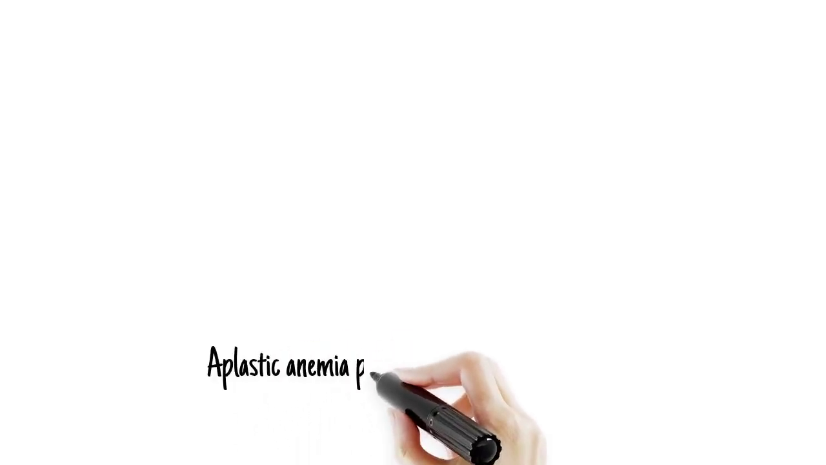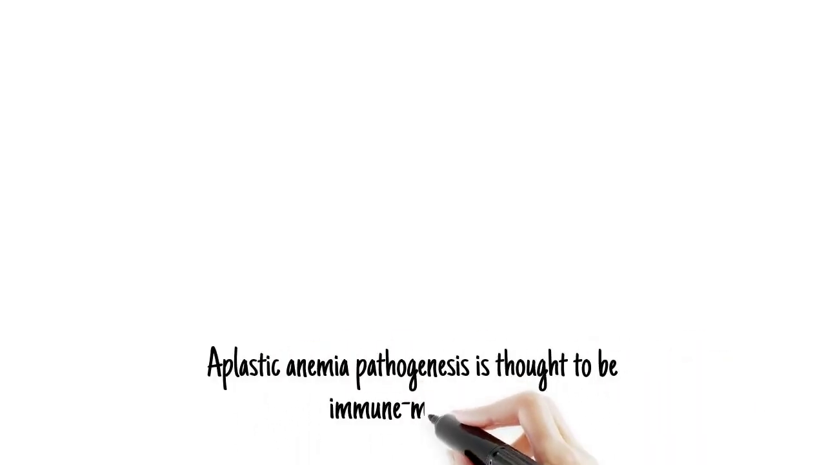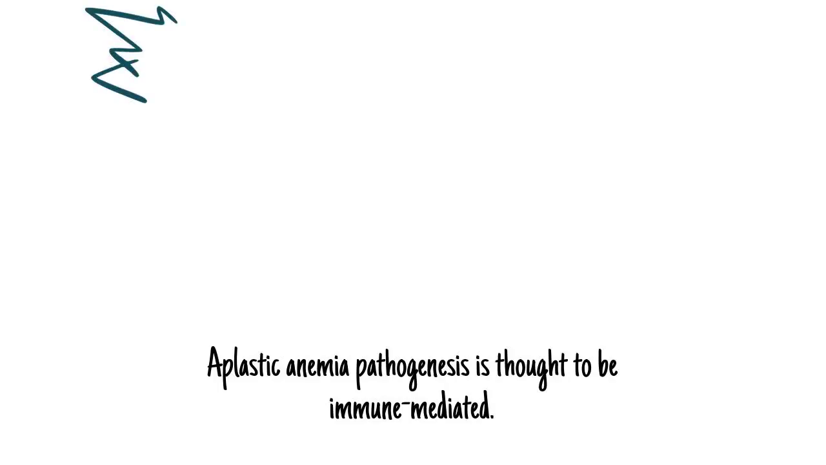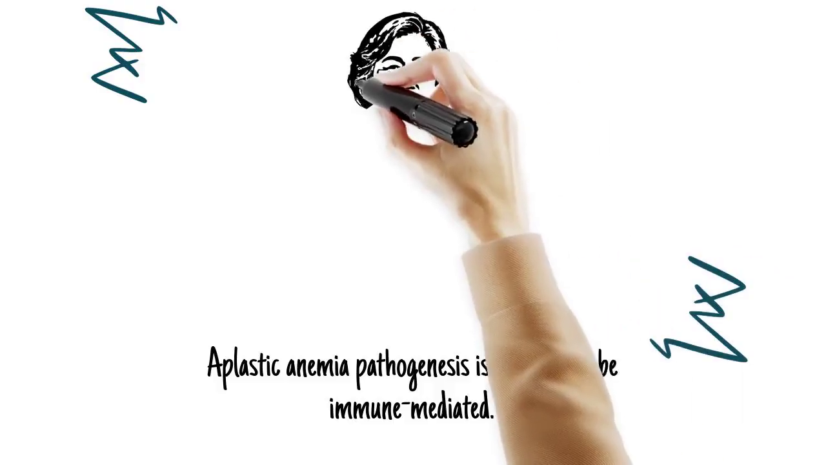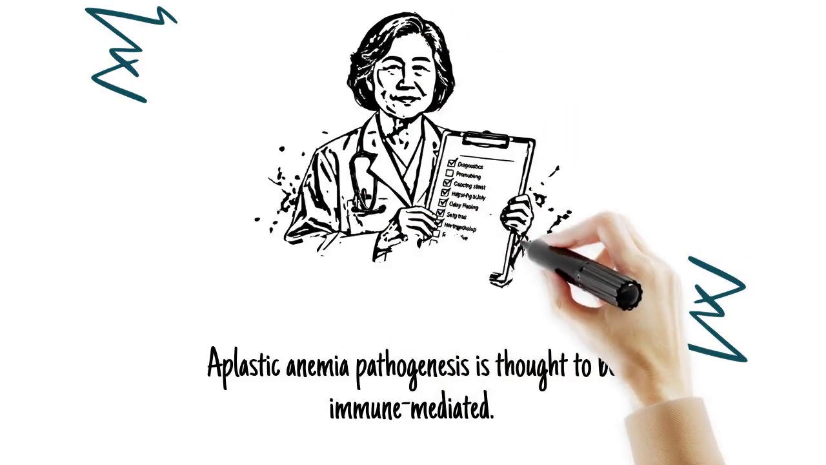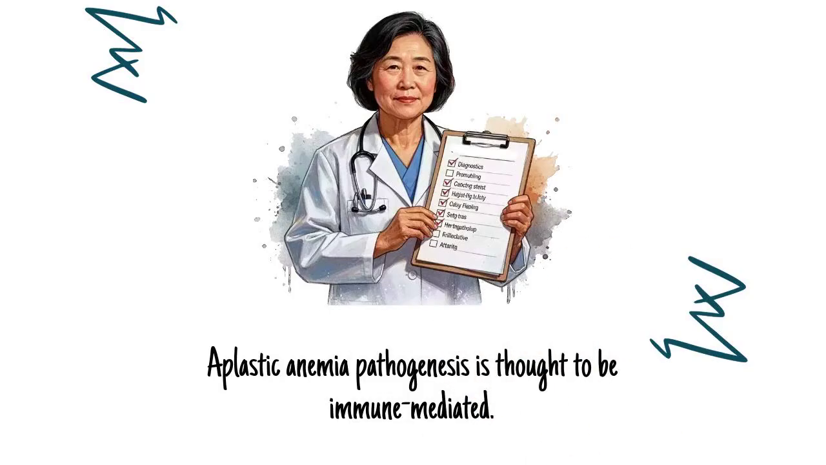The pathogenesis is thought to be largely immune-mediated, where cytotoxic T lymphocytes target hematopoietic stem cells through mechanisms such as molecular mimicry following viral infection. Direct viral cytotoxicity is less clearly implicated, except in parvovirus B19, which primarily causes pure red cell aplasia or aplastic crisis in hemolytic anemia rather than typical AA.